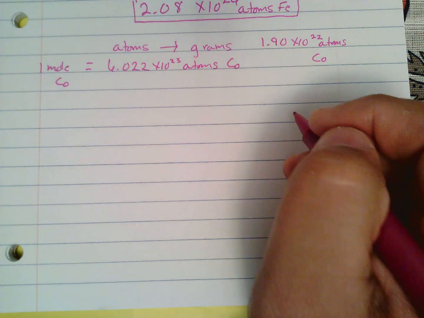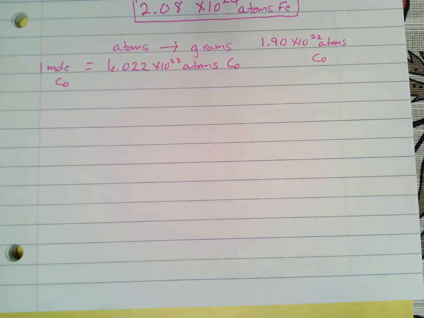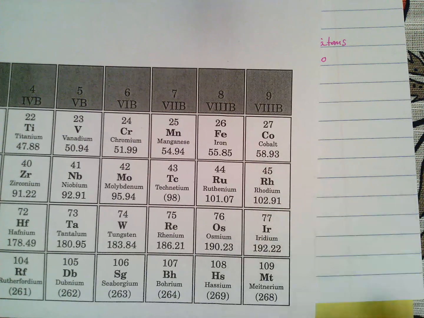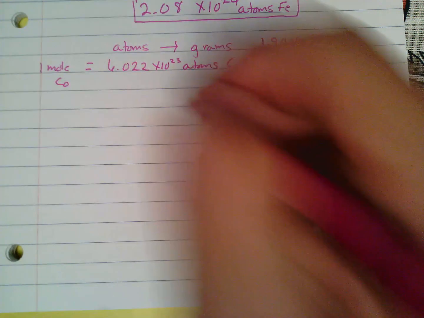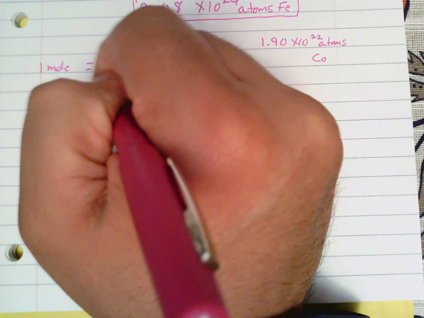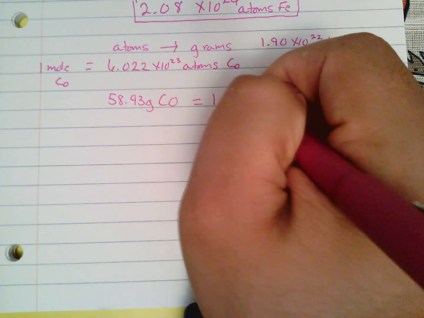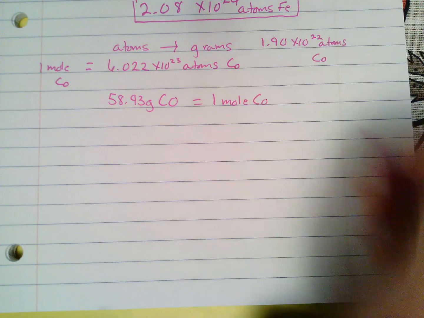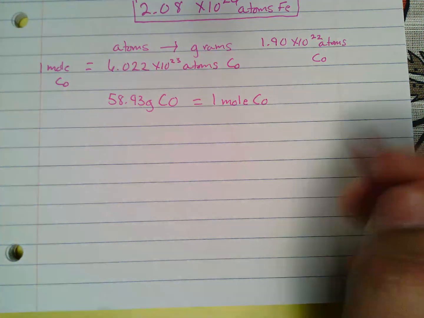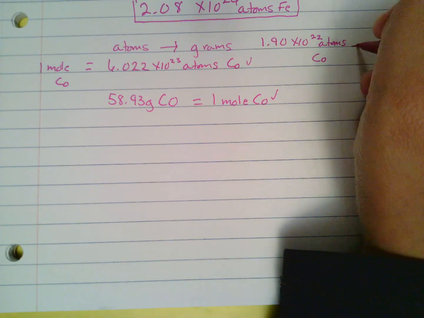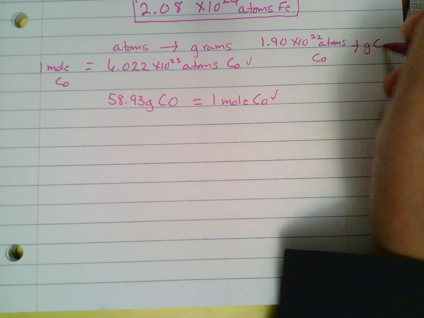Now the other conversion we're going to need, since this is grams, we will need the periodic table. So we got to look at our periodic table, and we find cobalt is a transition metal in the center there, and its mass is 58.93. So we will need 58.93 grams of Co is equal to 1 mole of Co. Remember, those masses are your molar masses, so they will equal to 1 mole. So these are our two conversion factors. This one right here, this one right here. This is the number we're starting with, and we want to convert this to grams of cobalt, okay?